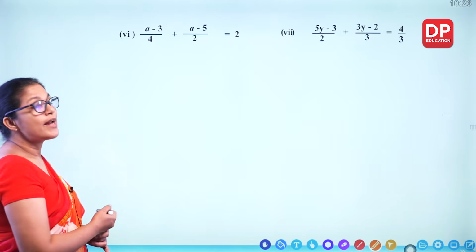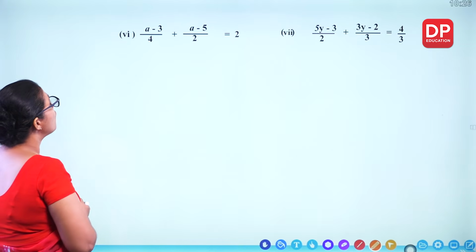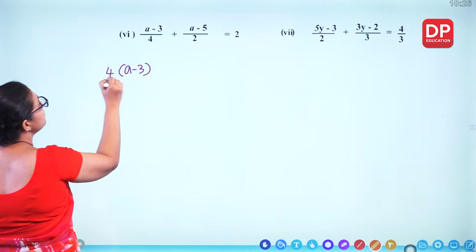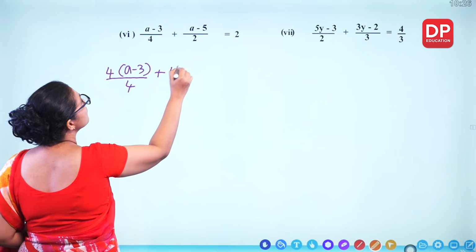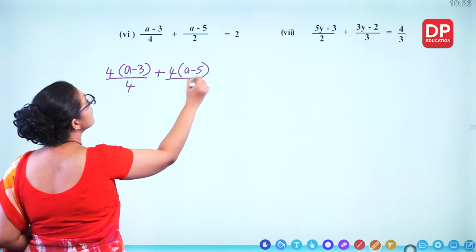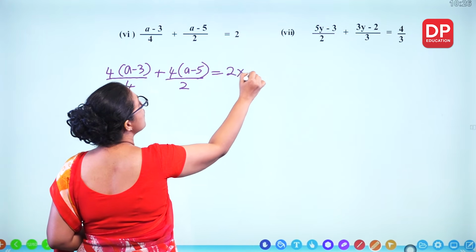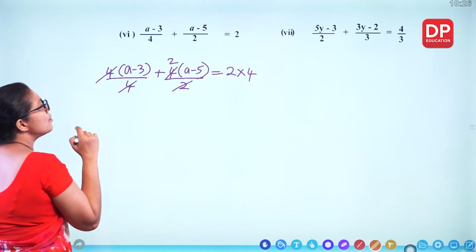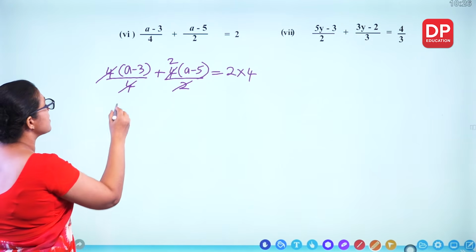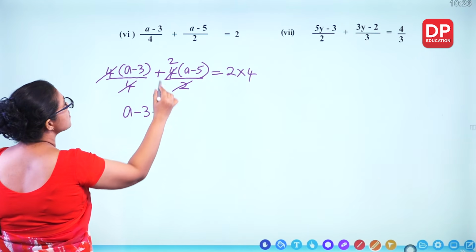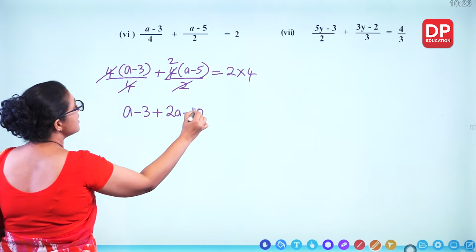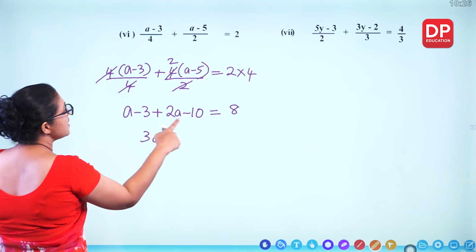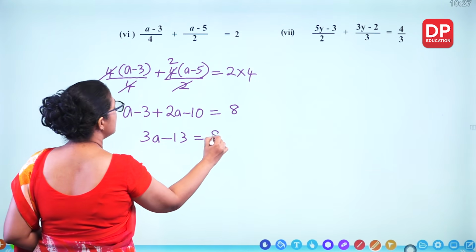This one: 4 and 2. What's the lowest common multiple of 4 and 2? 4. So, multiply the whole thing by 4. 2 times 4 here. Now simplify this one by 2, and now you can expand brackets. a minus 3 plus 2a minus 10 equals 8. a and 2a, 3a minus 13, you are getting here 8.